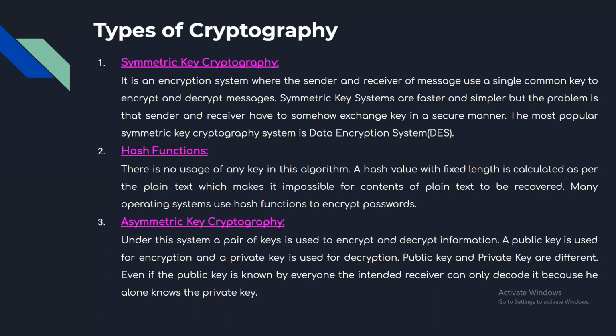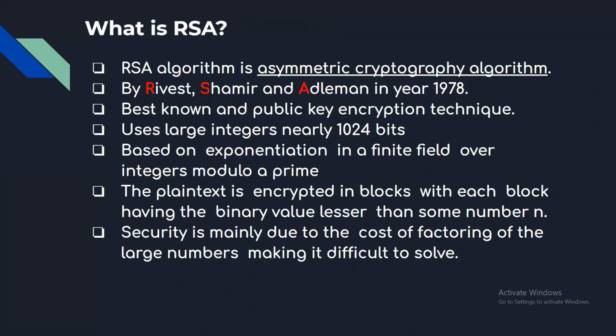Next we have asymmetric key cryptography. A pair of keys is used, a public key and a private key. The public key is for encryption, the private key is for decryption, and these are two different keys. So even if the public key is known to the receiver, the message can only be decoded if the receiver has that particular private key. So both keys, the public key and the private key, are necessary.